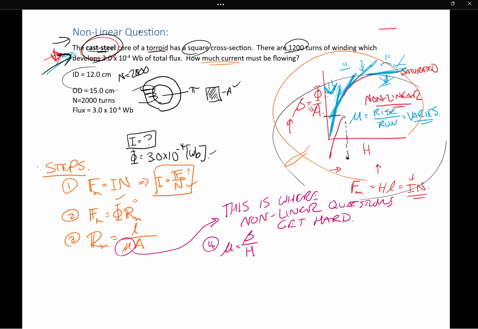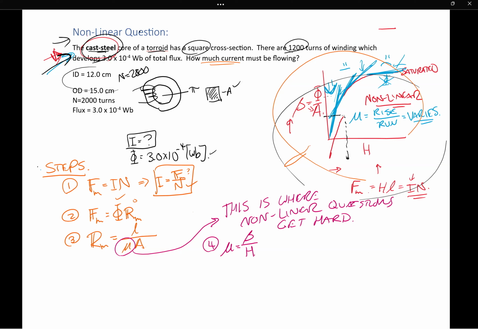Well, I don't know permeability. I don't know magnetic field strength. So I must find flux density. Well, flux density is the amount of flux going through per cross-sectional area. I have, yes, been given the amount of flux, and I have, yes, been given the cross-sectional area because it's up here. I have the dimensions.